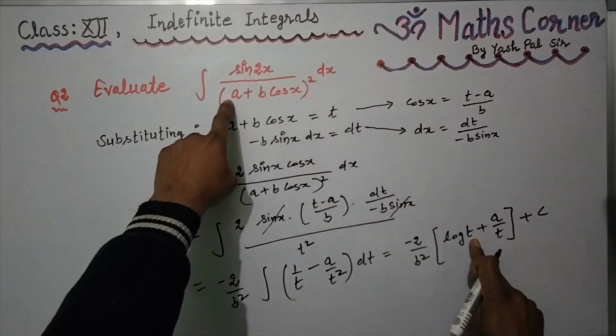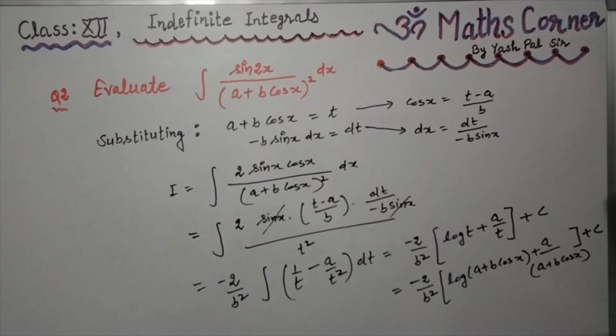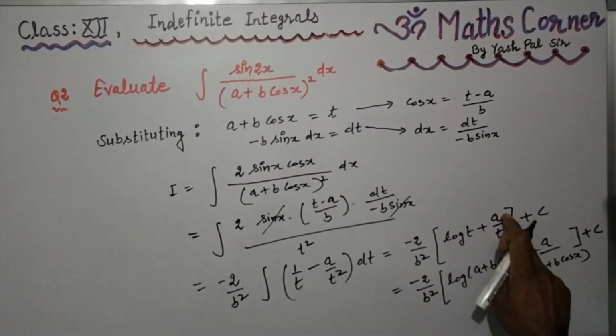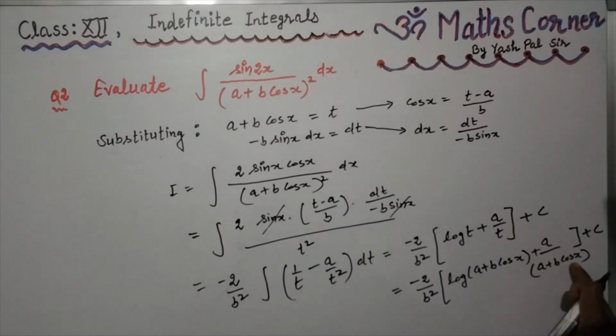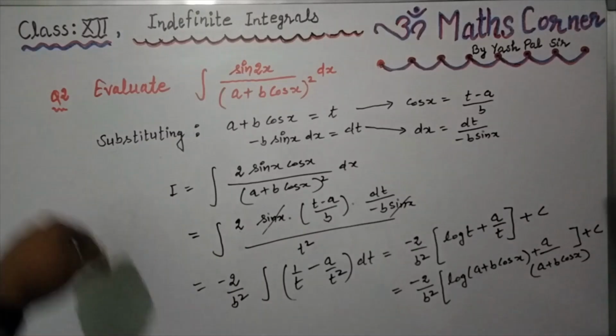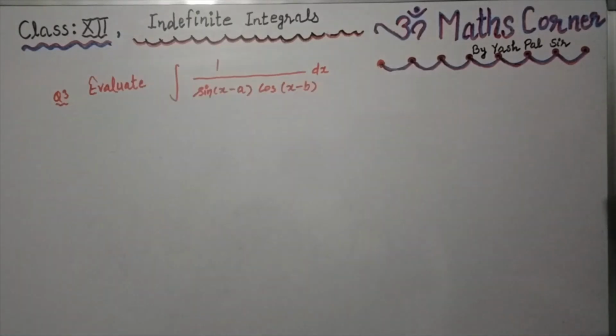Now we just substitute the value of t here like this: log of t, t meaning a plus b cos x, that is, log of a plus b cos x, plus c, the constant of integration. So this was our question number 2.